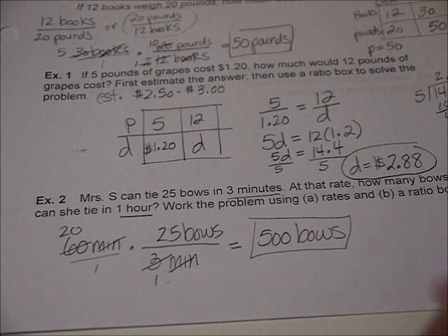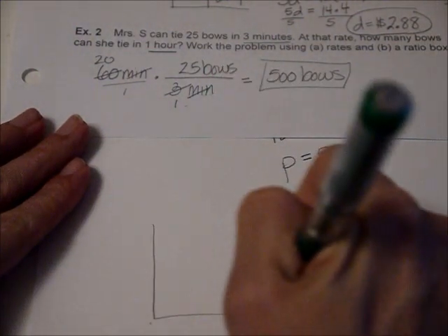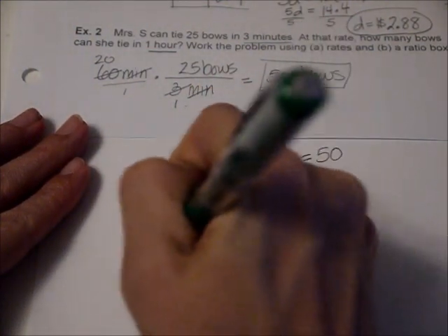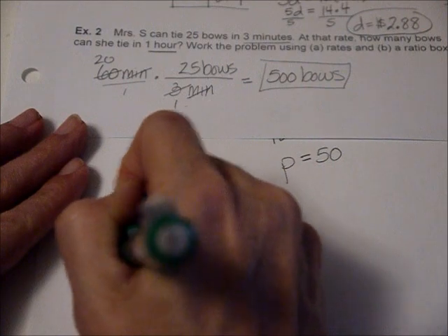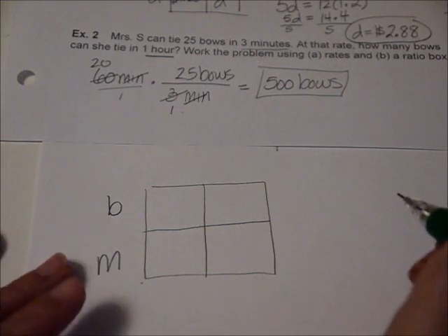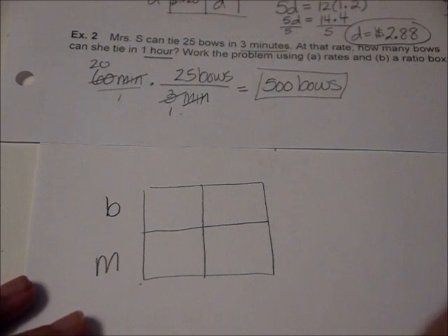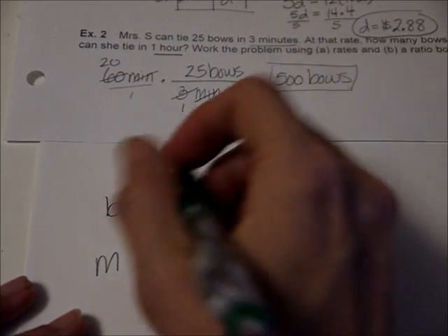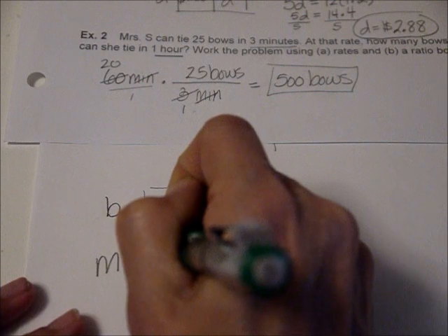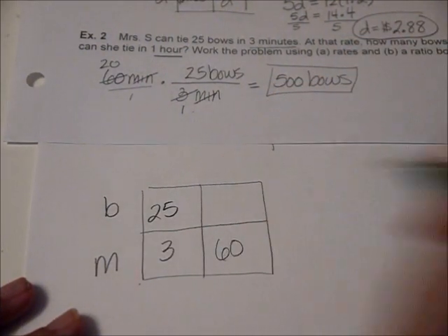Now let's do it using a ratio box on my other sheet. All right. So I'm going to just go ahead and do my box, and we can do bows and minutes. Remember, we did a conversion there. That is a trick later on when you don't have the same units. Most of us make a mistake with that at least once in our life. Okay, so she can do 25 bows in 3 minutes. How many bows can she tie in 60 minutes?